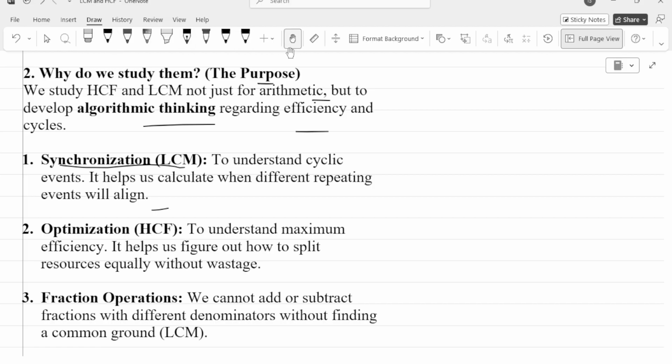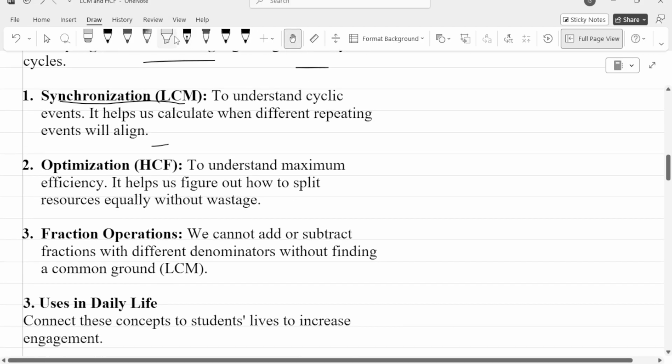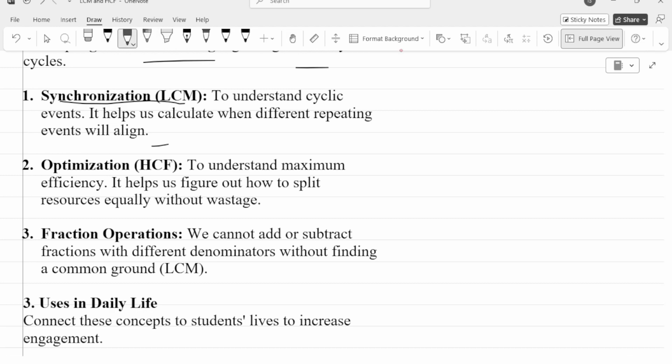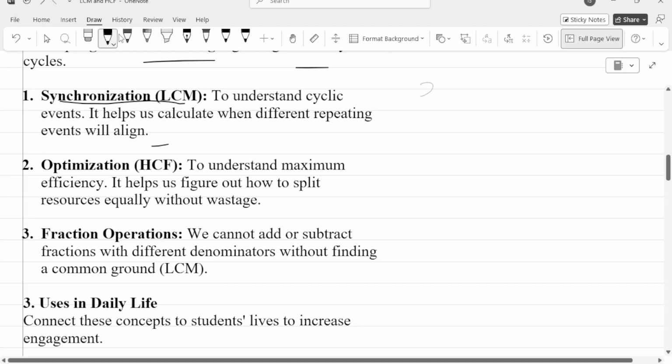Now first, in the theoretical part, we discuss the types of uses. I will give a hint. For example, a bell rings every 2 minutes, another after 5 minutes, another at an 18 minute interval. That helps to find the next time when the bells ring together. That is where we use synchronization, LCM.